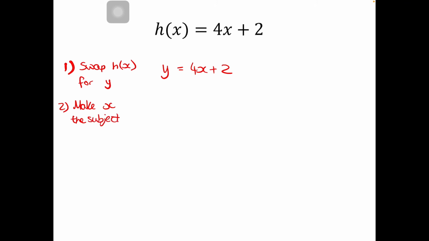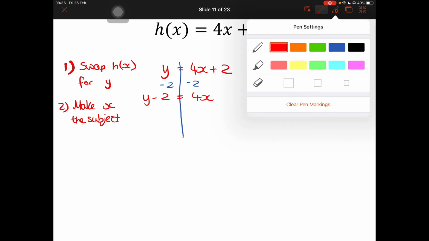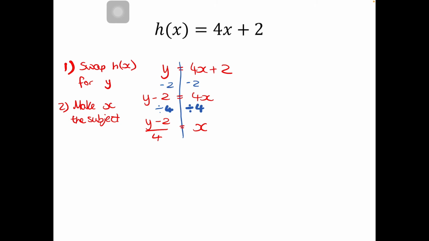Same as before, we need to rearrange this equation now to make x the subject. So, I need to move the 2 first, so I'm going to subtract 2 from both sides. So I will have y minus 2 equals 4x. Then I'm going to need to divide both sides by 4. So we're just going to use a fraction to help show this. So we'll have y minus 2 over 4 equals x. And I've changed the subject, I've rearranged to make x the subject of my equation.